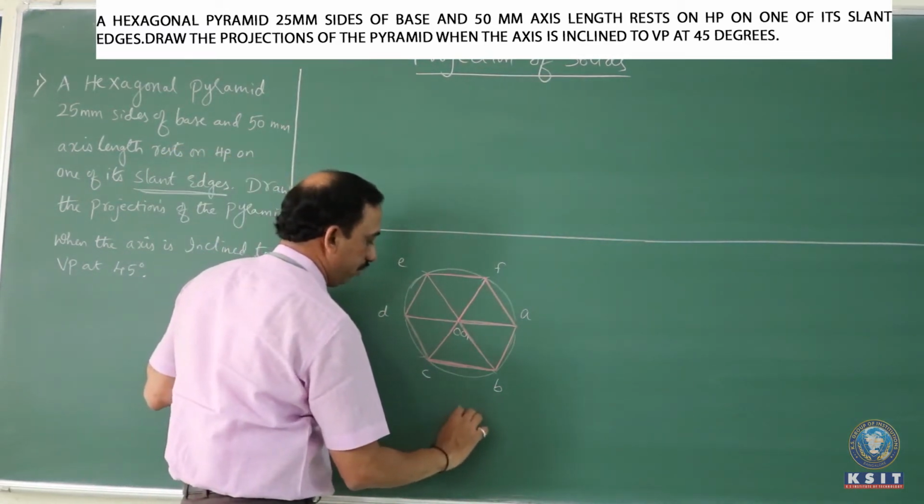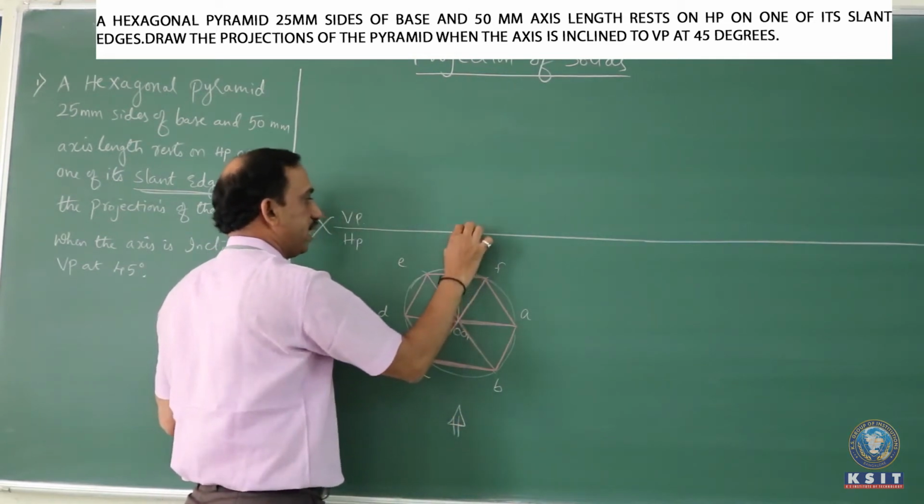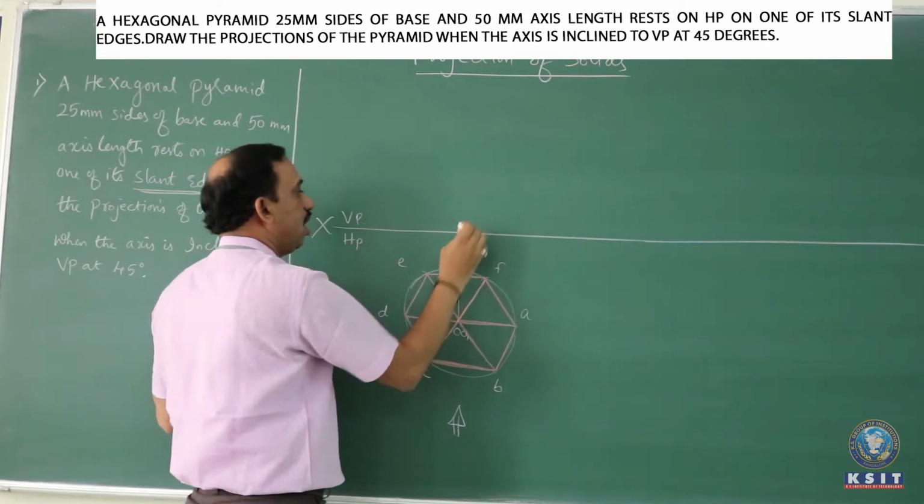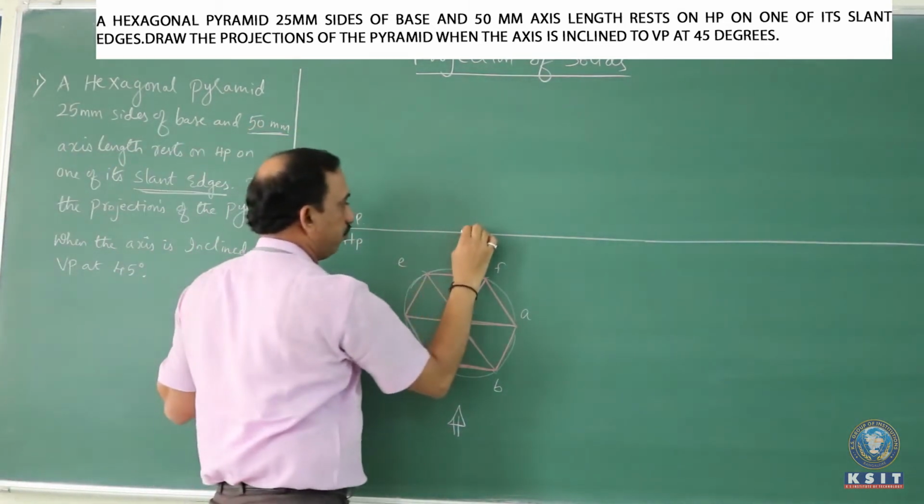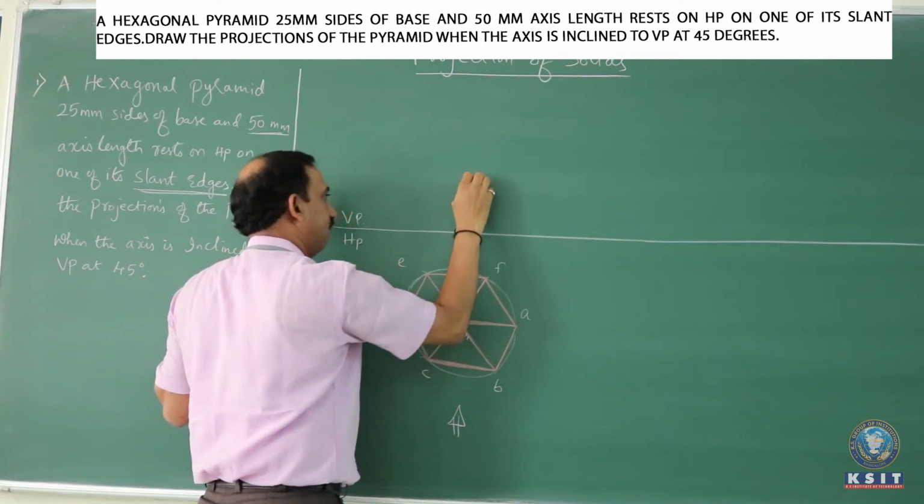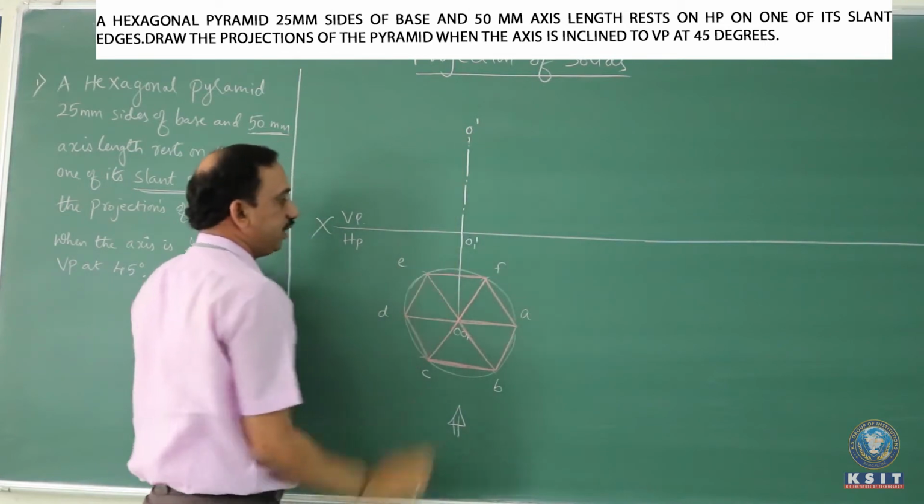When you want to go for the front view, initially you start off with O1. Take the projection to meet the XY line. This is O1 dash. What is the height given in the question? It is 50 mm. So from O1 mark the axis with a measurement of 50 mm. Call this O dash.